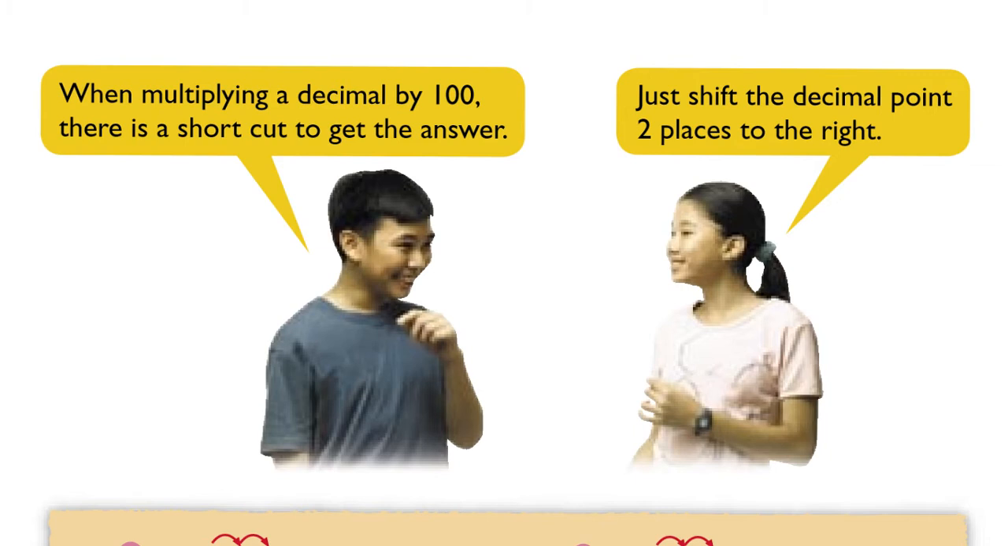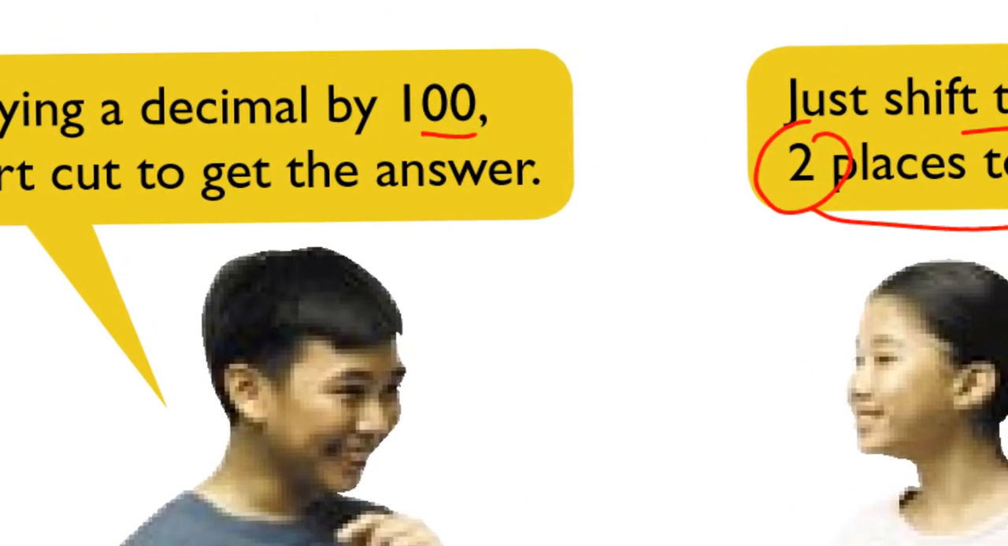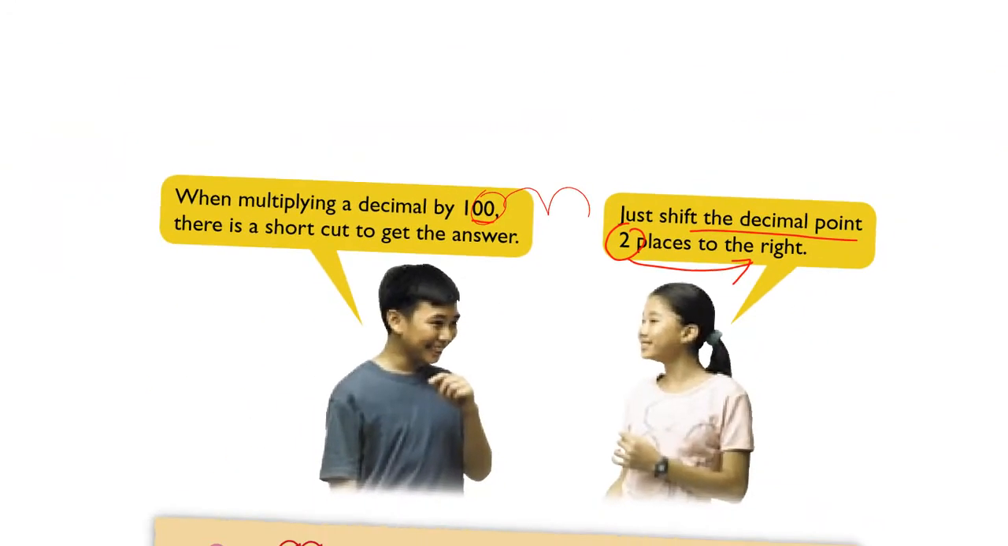When you were multiplying by 10, you know that you have to move one place to the right. So now you are looking at multiplying a decimal by 100. When you multiply by 100, you need to shift the decimal point two places to the right. How do you see the difference? Why do I say two places? Because there are two zeros in 100. Therefore you need to move one place, two places. You need to move two places for 100.